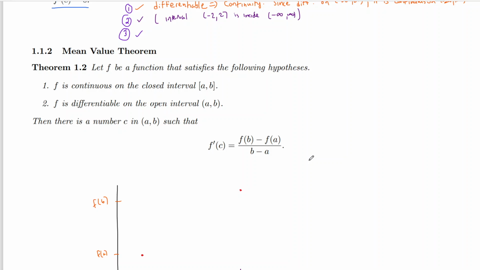So the main thing is that in this one, we are dropping the assumption that f of a equals f of b. Now, if f of a did equal f of b, then this numerator would be 0. And so our derivative, we would be saying our derivative equals 0.